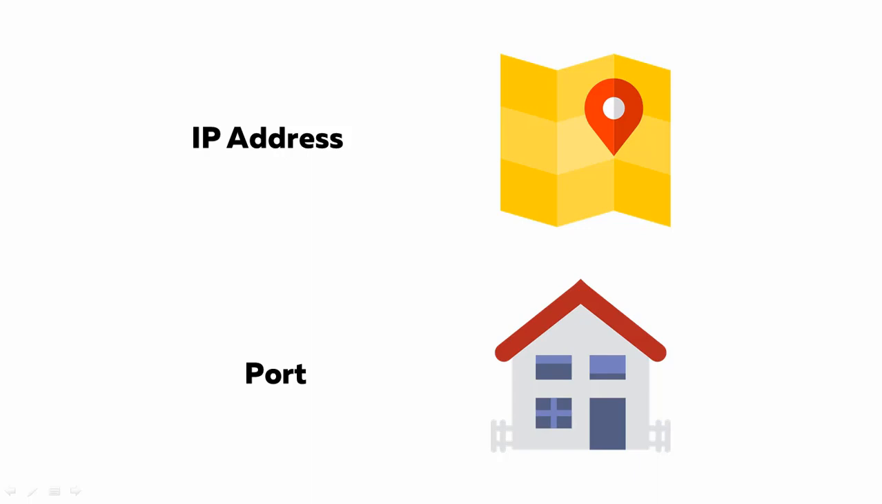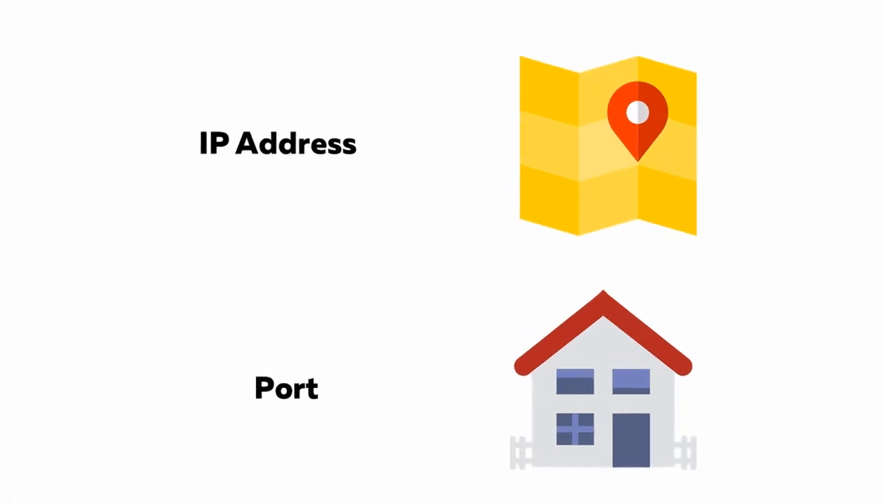You can think of ports as exact house or apartment numbers. IP addresses represent the city and the street name, and the port number represents the exact house number you are living in. So when a computer tries to connect or communicate with another computer, it not only needs the IP address but the port as well.